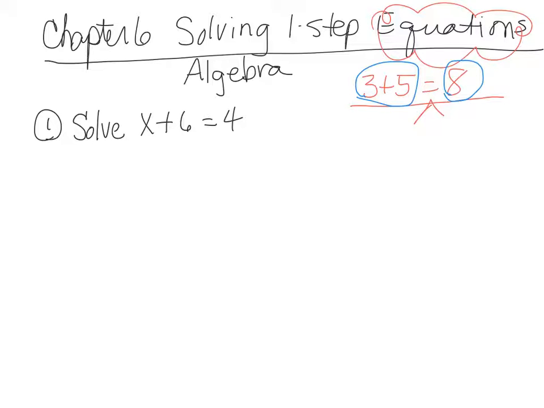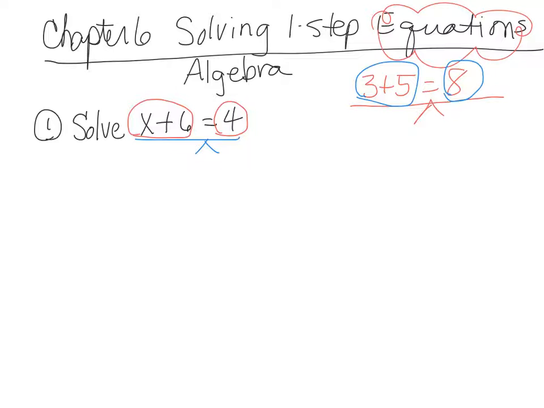And so we're going to go through it. And so let's look at this here. The first one says solve x plus 6 equals 4. So this is an equation. We have this side here equal to this side here. So this side has to be the same value as this side. And we need a process on how to do that.